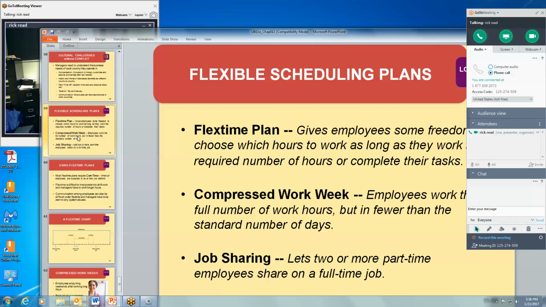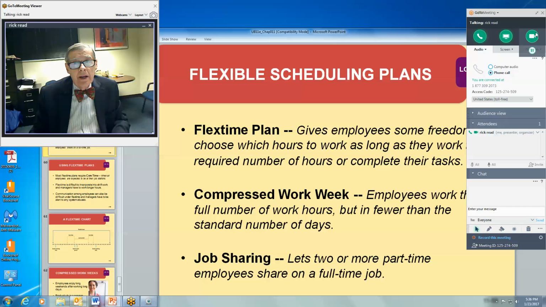Flex time is exactly what it says. Employees have some freedom to choose the hours they want to work. There are core hours. We're going to get to a slide here in a second. Compressed work week is where people work 3 or 4 10-hour days, and then maybe 3 12-hour days and 4 10-hour days, and then have the rest of the week off. Job sharing, 2 people sharing a full-time job.